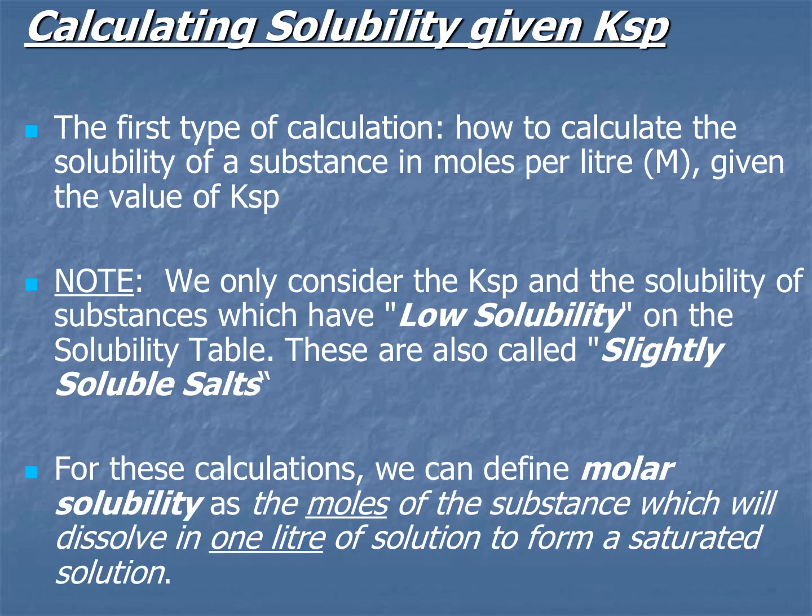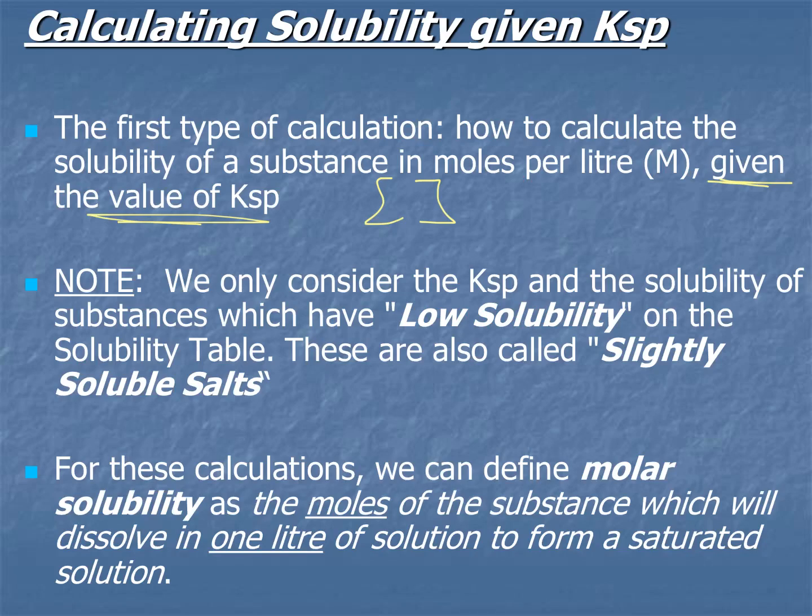So for calculating solubility given Ksp, this is our first type. We're going to calculate the solubility in moles per liter, in other words, molarity. We're going to be given the value of Ksp to start with, and we're going to be calculating for a concentration. Same kind of equilibrium calculations we've been doing. We only consider the Ksp and the solubility of substances which have low solubility on the solubility table.